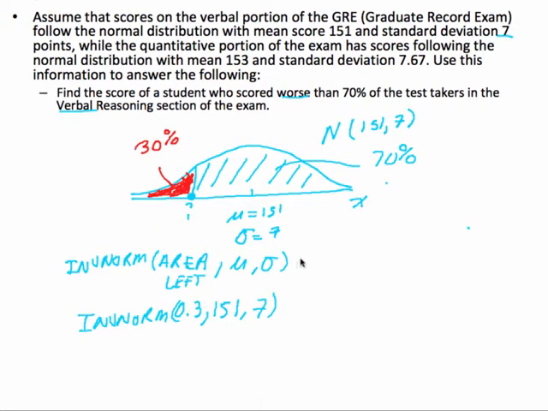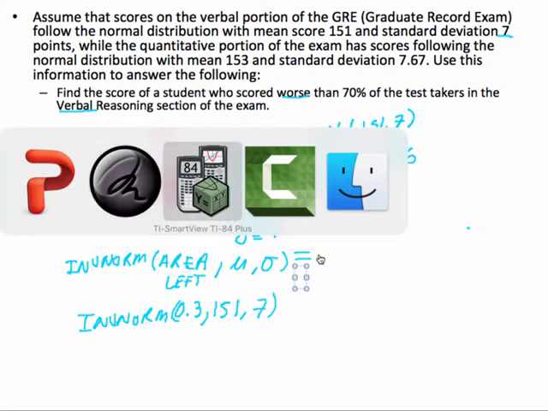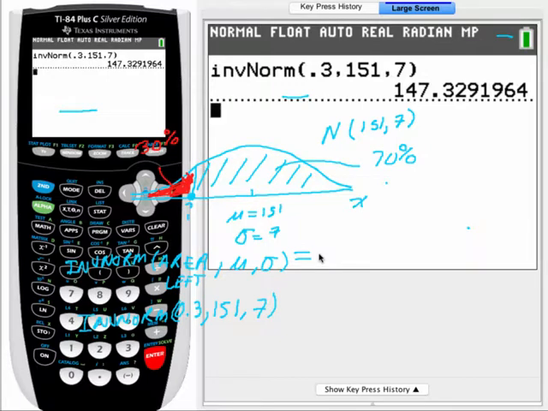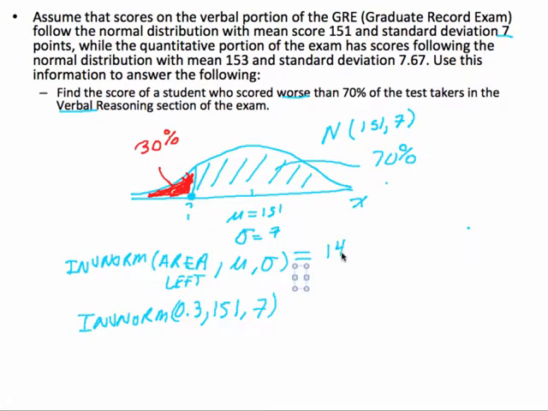So what we got back here was, let's take a look at the calculator one more time, 147.33. That means this score on this axis right here is 147.33, and what they're telling you is that 30% of your peers scored worse than you and 70% of them scored better than you. Okay, hopefully that helps.